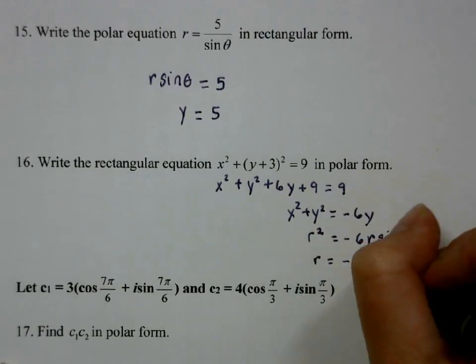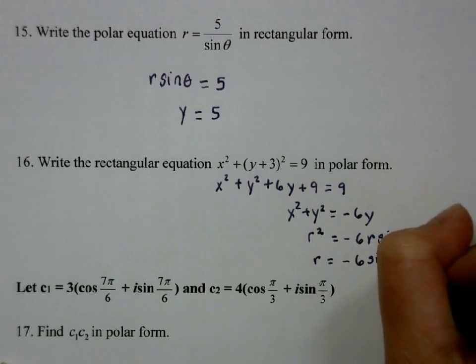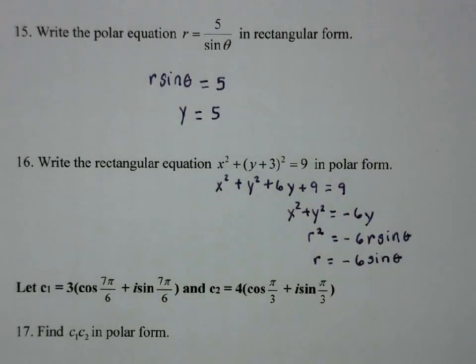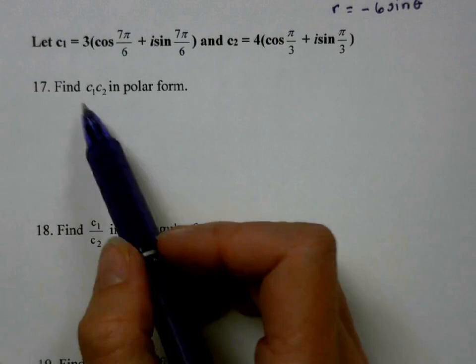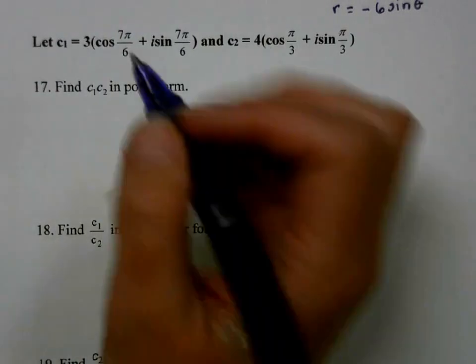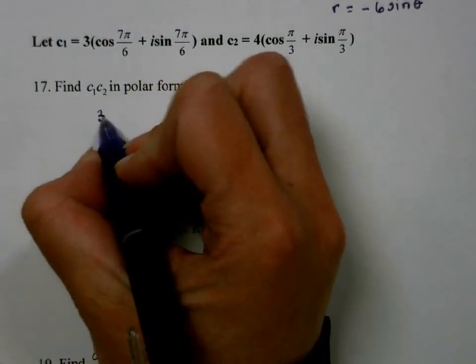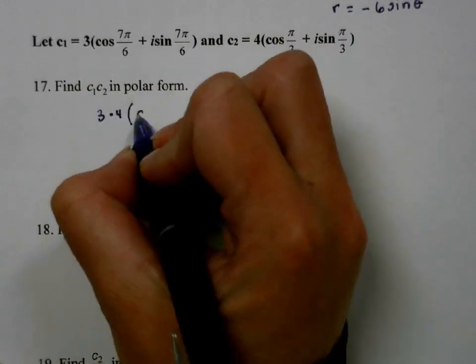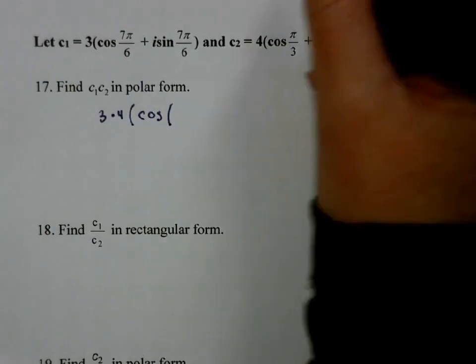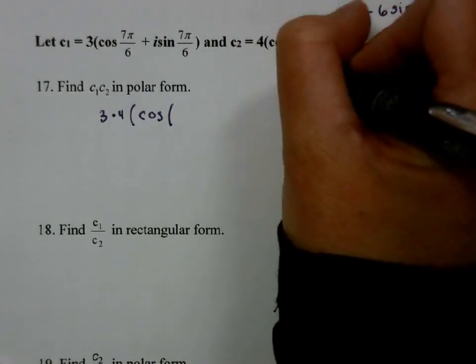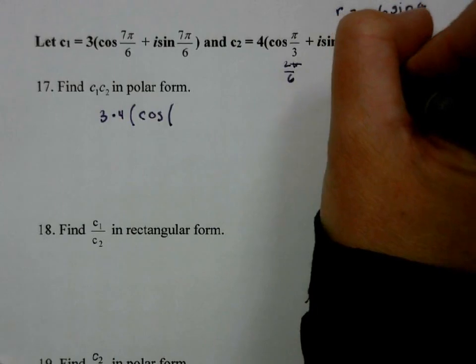Next we have the polar form of complex numbers. So when we're multiplying, dividing, or doing powers, when you're multiplying, you multiply the two r values. So I'm going to multiply 3 and 4. And we're going to add the two theta values. So just to get a common denominator, this is 2 pi over 6. So I'm going to add 7 pi over 6 plus 2 pi over 6.